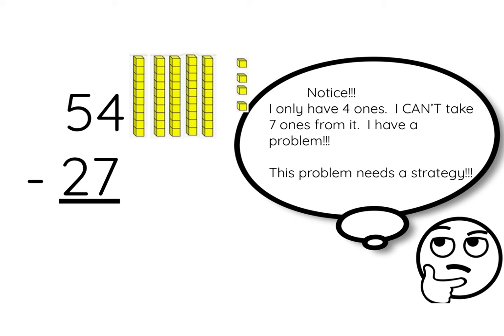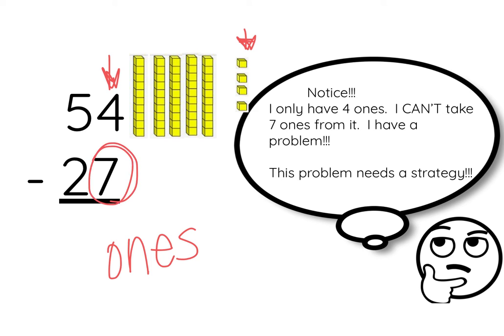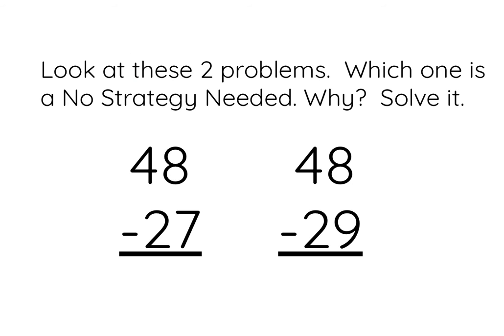54 subtract 27. Again, notice I don't have 7 ones there. I would need to take them from somewhere else. So that is a problem. I cannot solve this one without using a strategy because my ones problem has a bigger digit on the bottom.